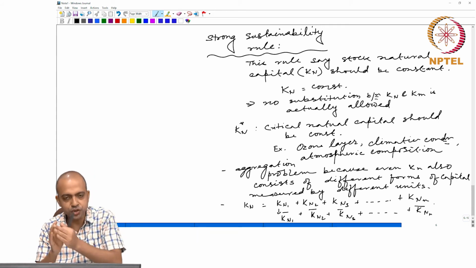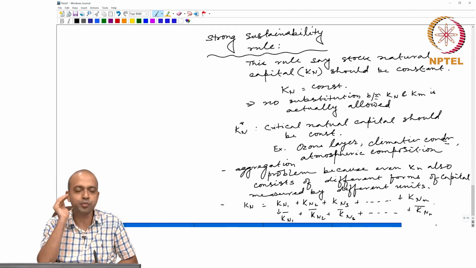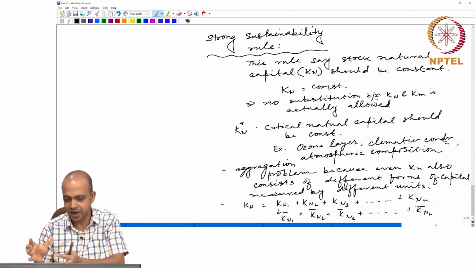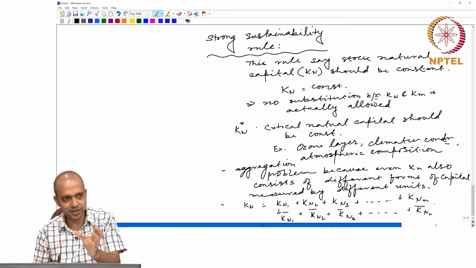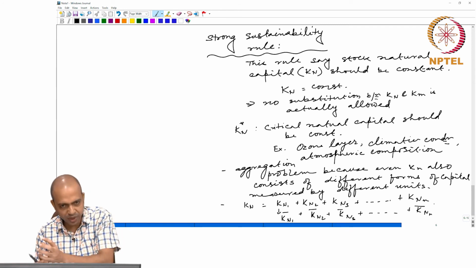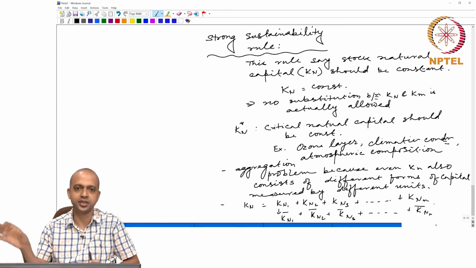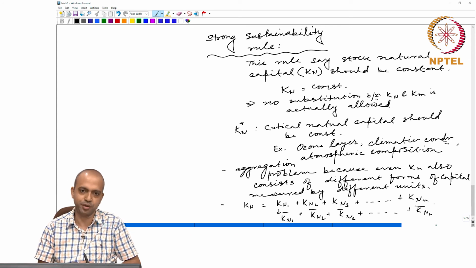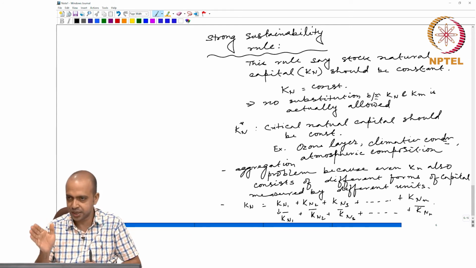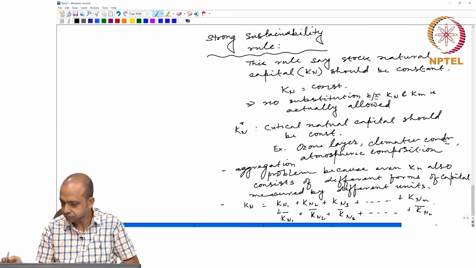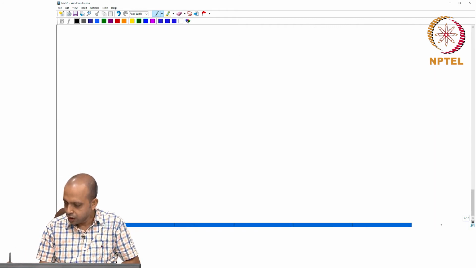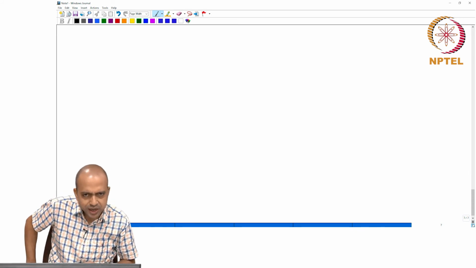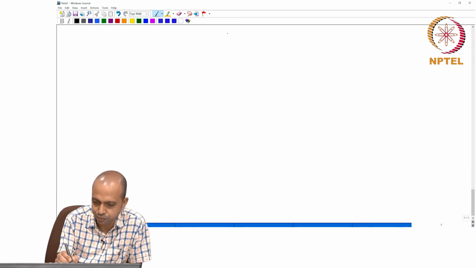So, to solve this problem, the economists say that we must compartmentalize the stock of natural capital also, and we will ensure each and every compartment of this natural capital is constant in the process of economic development. Then only we will say that yes, the process is sustainable development and economy is on the trajectory of sustainable development. Okay. Now, what is the implication of this strong sustainable development?